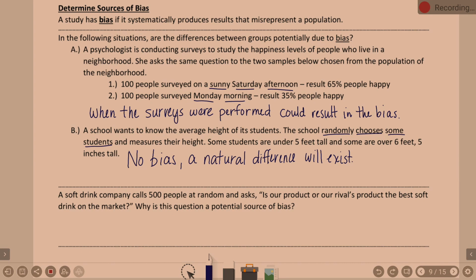Because I think the soft drink company is the one calling. Okay. So the soft drink company is the one calling. Is that a problem? Correct. That's part of the problem. Yes. What else?